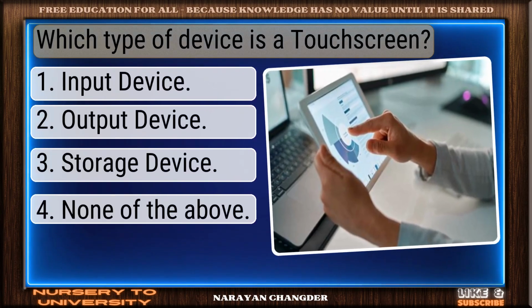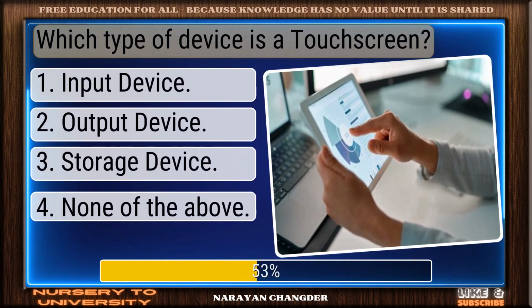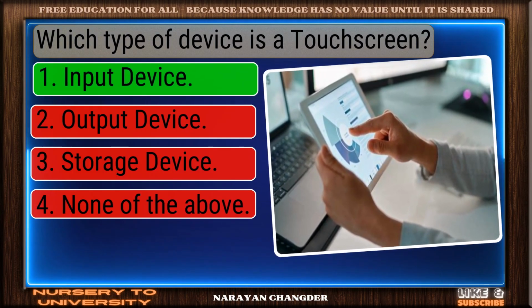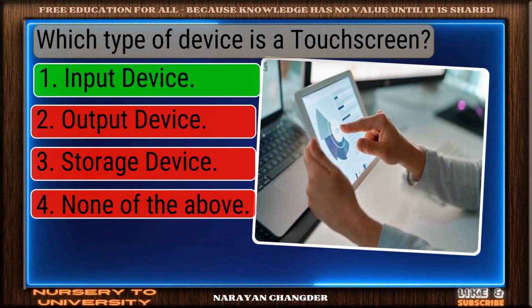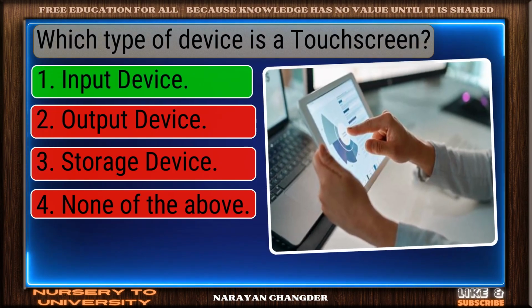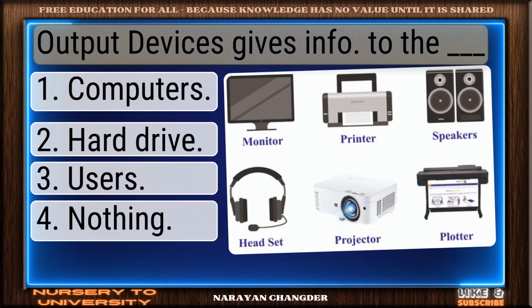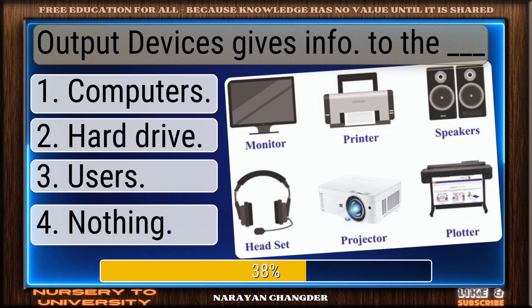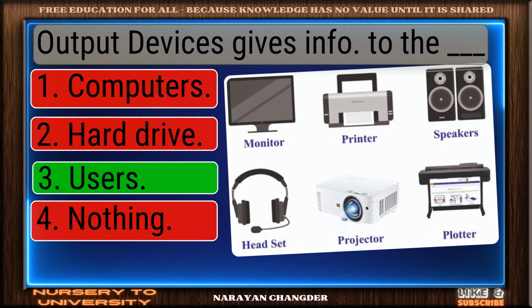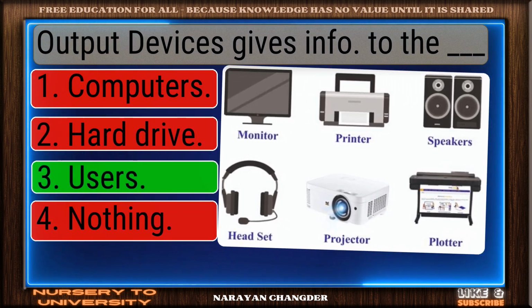Which type of device is a touchscreen? Strong choice. Input device is the right answer. Output devices give info to the dash. Well done. Users is the right choice.